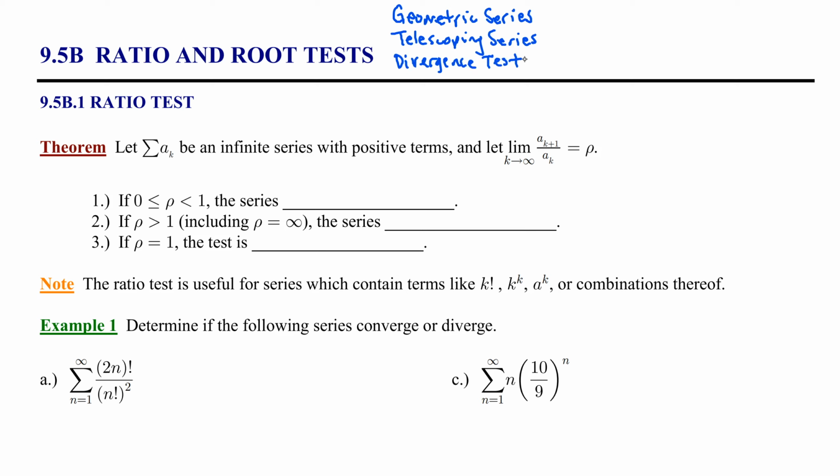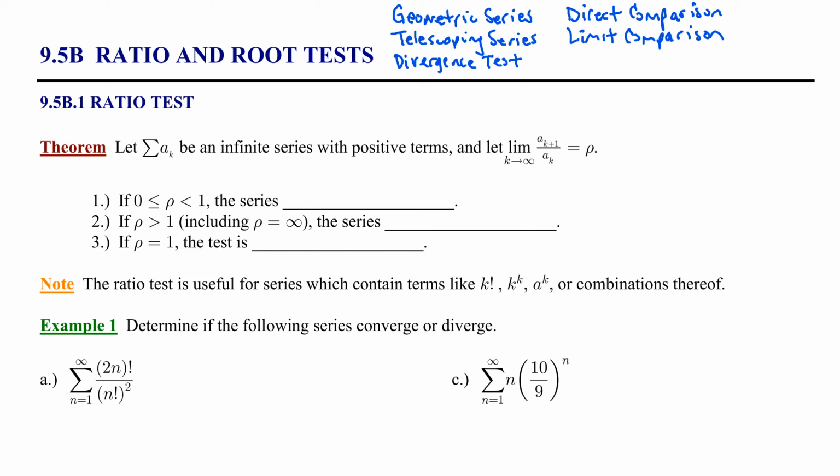We've also examined two comparison tests. We learned the direct comparison test and the limit comparison test. So we're going to add two more convenient tests for inconvenient series. The ratio and root tests will make a difficult series with challenging terms easy to determine convergence or divergence. So let's get started with the ratio test.